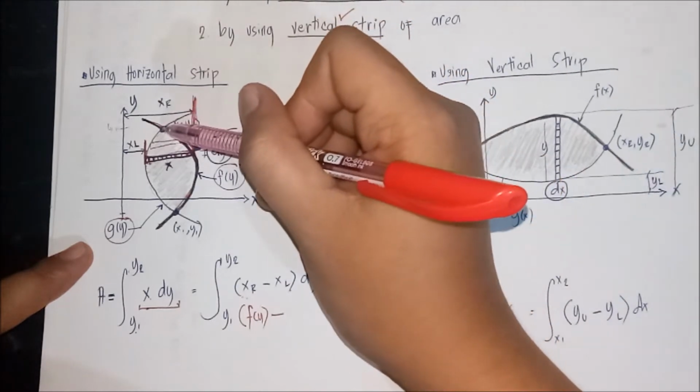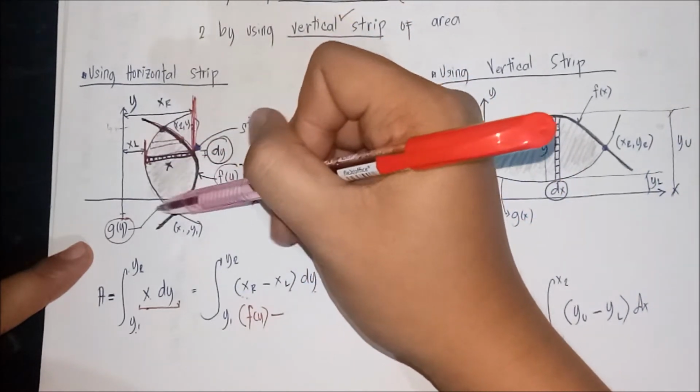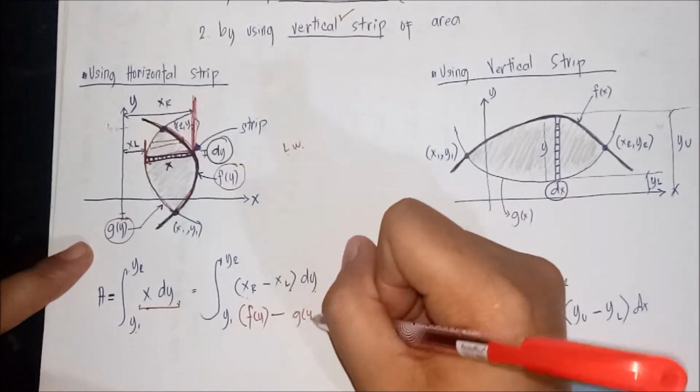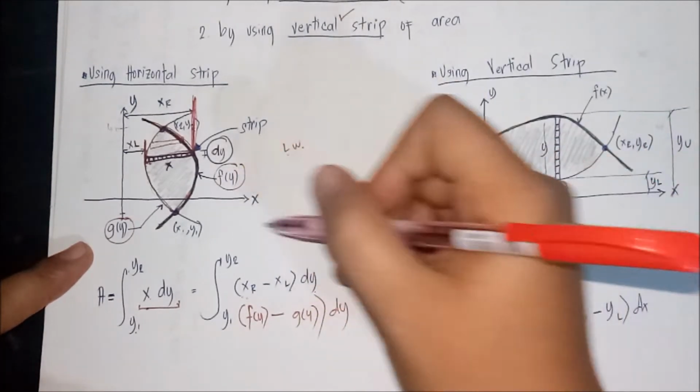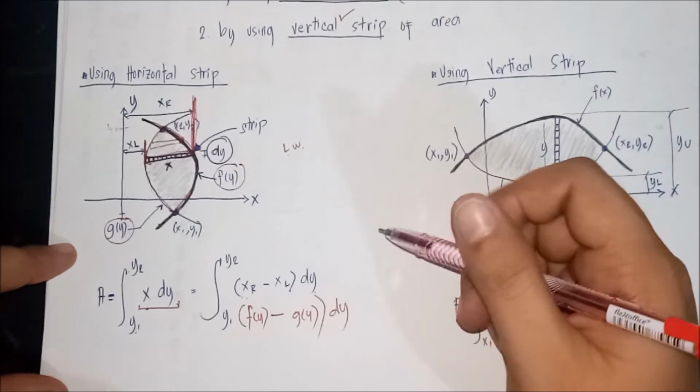Minus, the function on the left side, which in this case is g(y). So sometimes it's times dy. Sometimes this is the formula. Okay? So that's the only thing you need to remember.